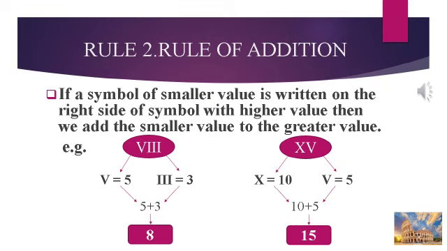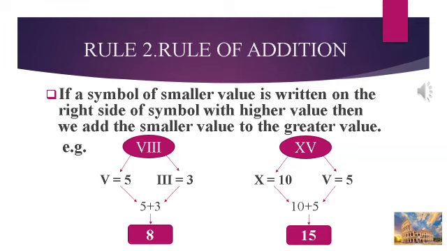Rule 2, rule of addition. If a symbol of smaller value is written on the right side of a symbol with higher value, then we add the smaller value to the greater value. For example, let us consider the Roman numeral VIII, where V has a value of 5 and III has a value of 3.